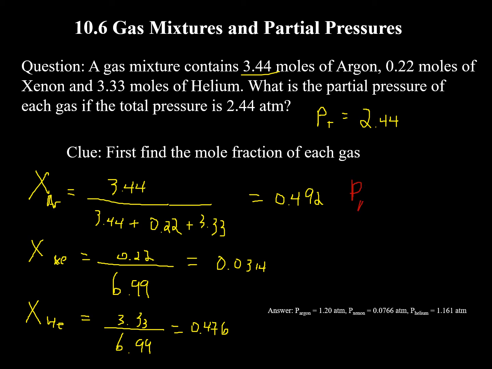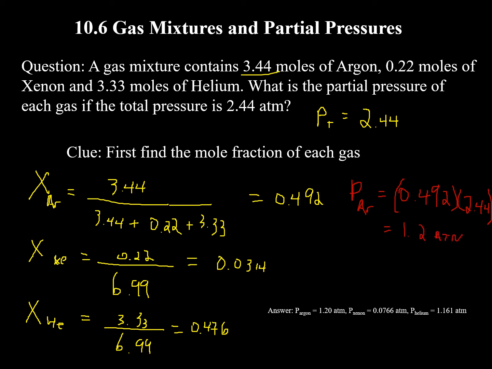The partial pressure of argon is the mole fraction. So mole fraction of argon, 0.492, times the total pressure, 2.44, and this comes out to 1.2 atm.